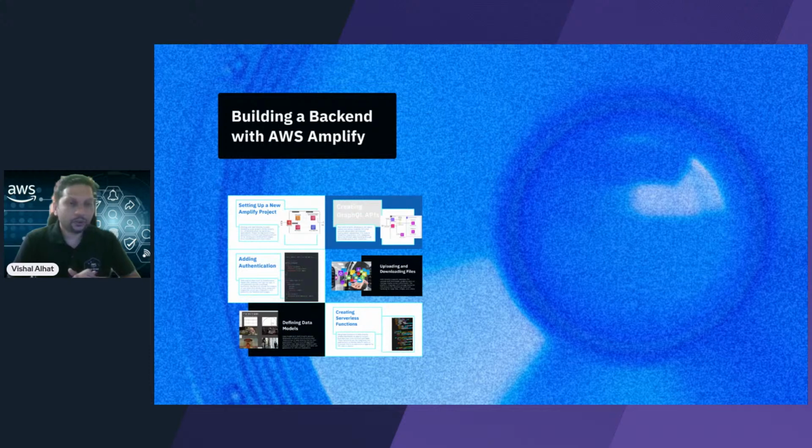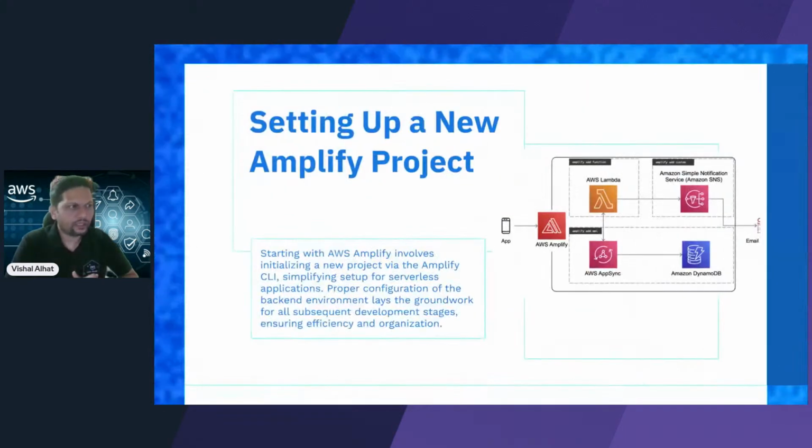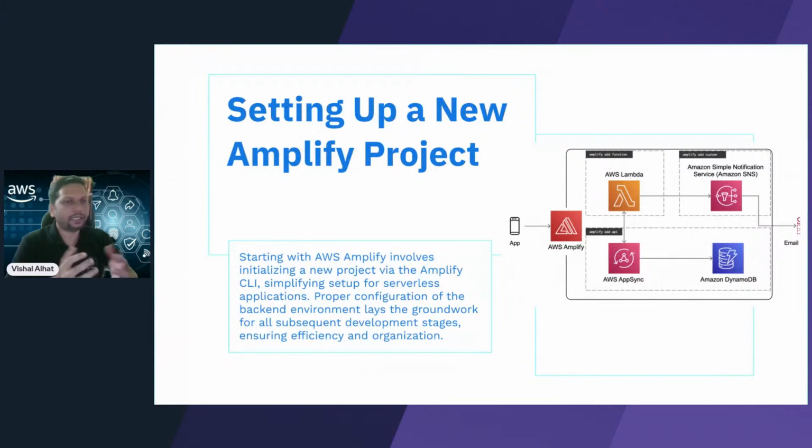So let's look at building a backend application with AWS Amplify, how we can do it, what things we need to consider, and what the best practices are. When we are setting up an AWS project, starting an AWS Amplify project involves initializing a new project via CLI, simplifying the serverless applications and configuring those things with the rest of the AWS services.